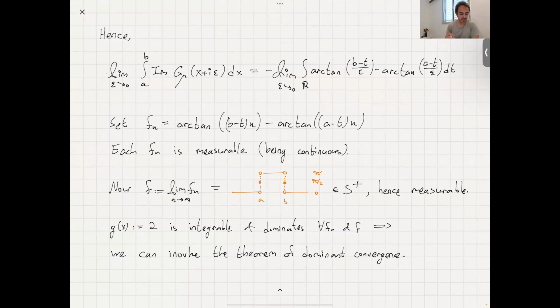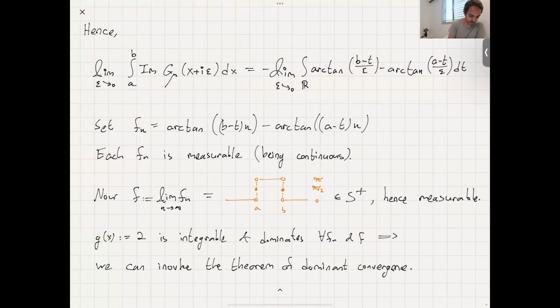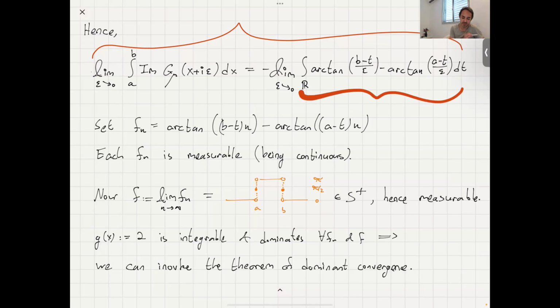So to recap, we just proved that the things inside the limits are the same. So in particular, the limit as epsilon goes to infinity from above of this integral is equal to minus the limit as epsilon goes to 0 from above of that integral.